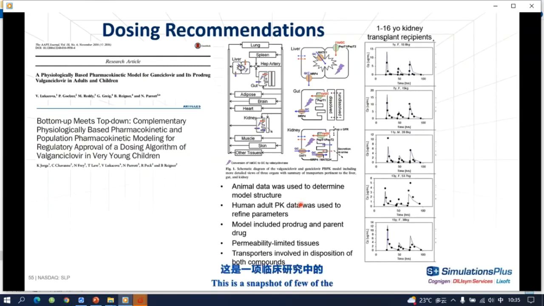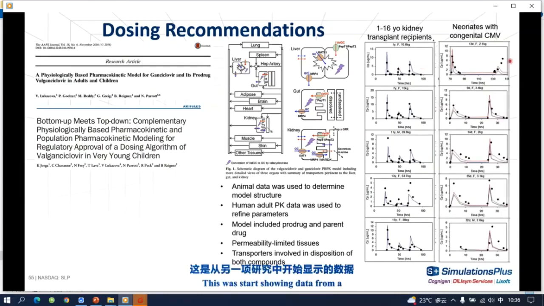This is a snapshot of a few of the subjects from one of the clinical studies for which the data was available. This was a study in 1 through 16-year-old kidney transplant recipients. And this shows a snapshot of a few of those subjects ranging from 1 through 15 years. And you can see that within this age range, the predictions of the PK were very nice, all the way from 15-year-old down to 1-year-old. The model predicted very nicely, showing that by that 1 year, the transporters that were involved probably already reached adult levels.